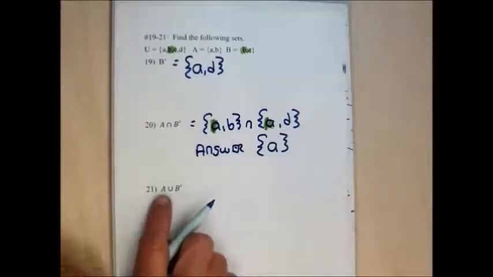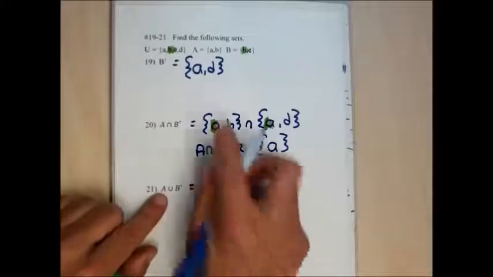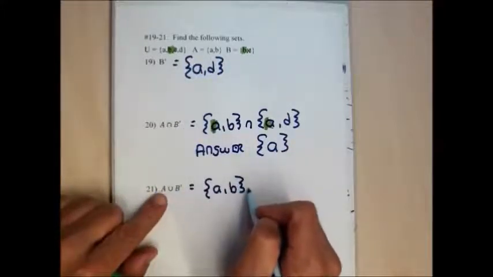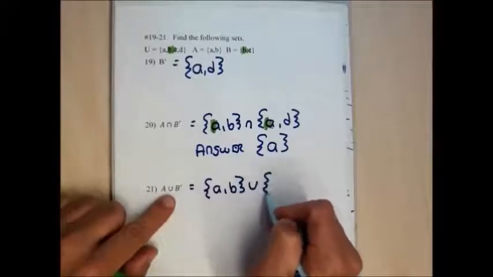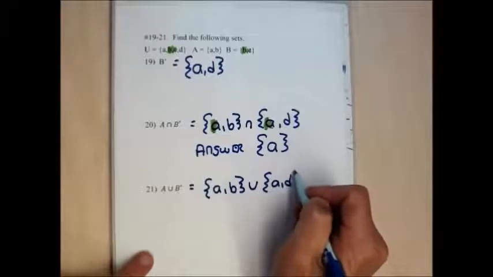For 21, I want to union the A set with the B complement set. To do this, I'm going to write down in place of the A set, the set containing the letters A and B. Then I'm going to write my union symbol. And then in place of the B complement set, I'm going to write the set containing A and D.